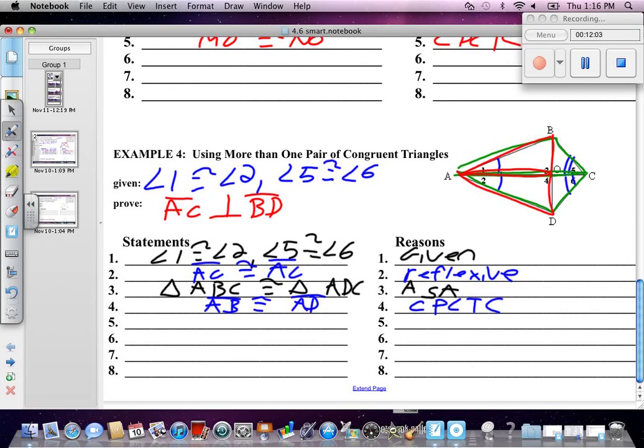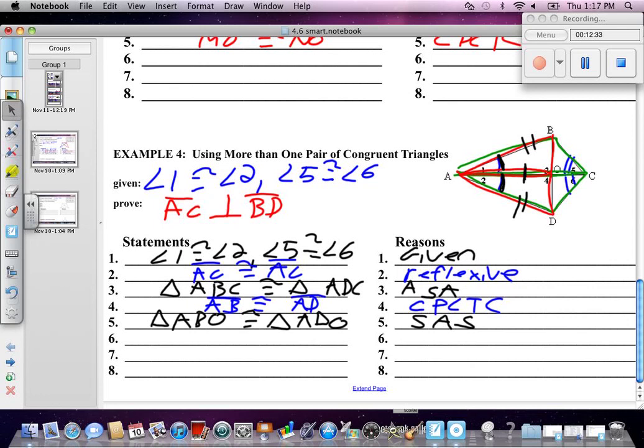AO for reflexive? Well, let's think about this. We know that this angle, this side, and these sides are congruent to each other. So now we have side, angle, side. So we can prove triangle ABO, and I'm talking about the triangles in red now, is congruent to triangle ADO by side, angle, side.